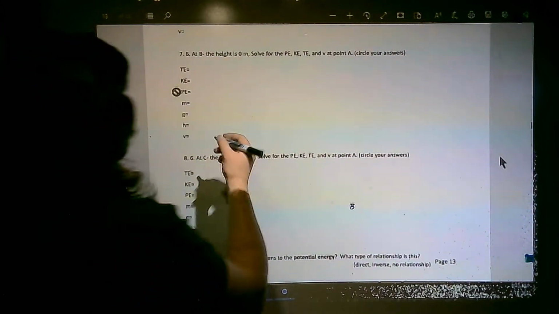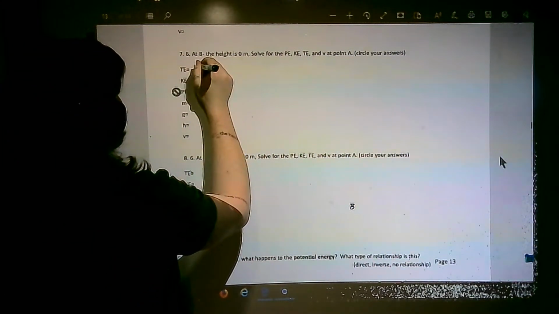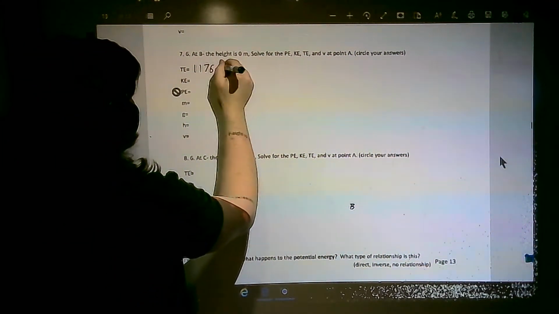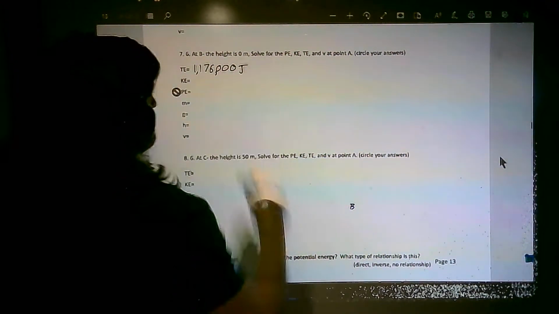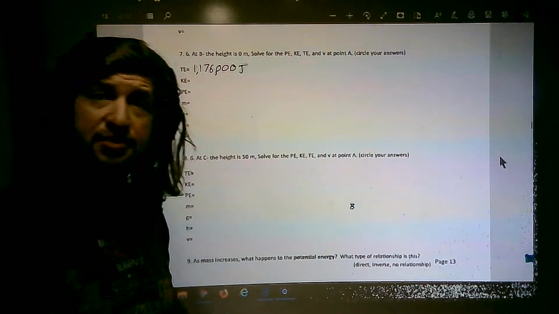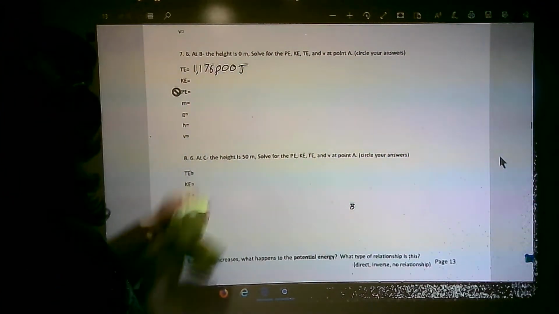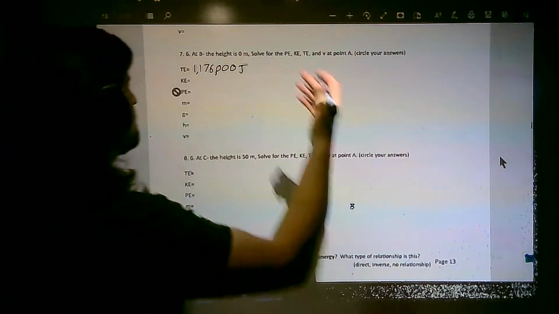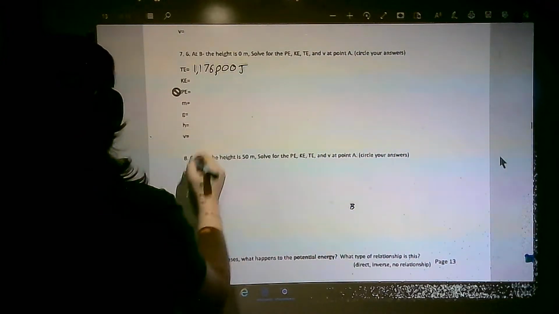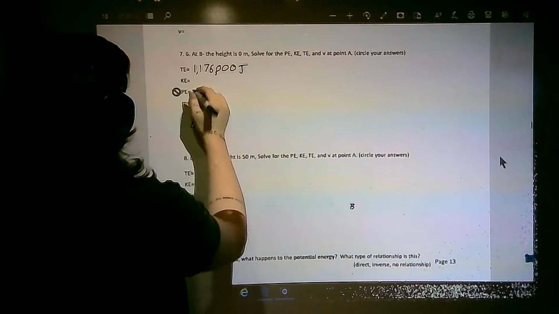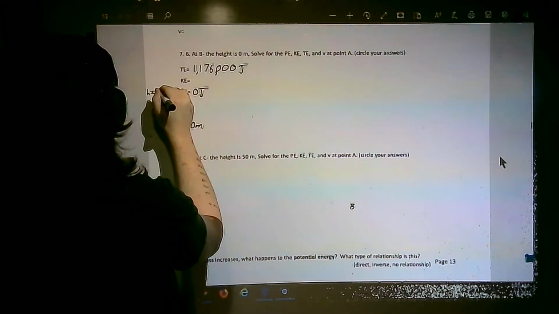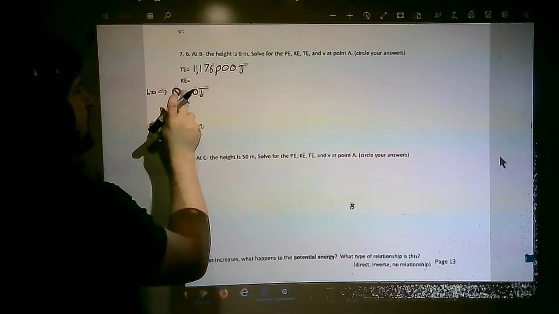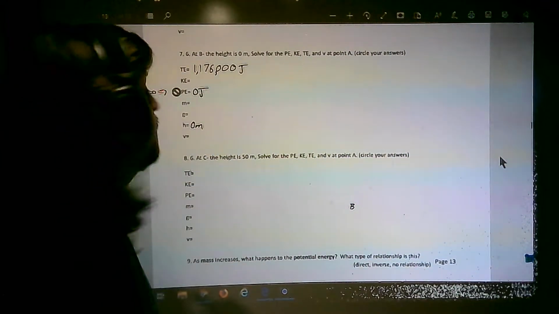Because now at point B, we know our total energy, 1,176,000 joules. It didn't change. Energy is never created or destroyed, just transformed. And here, we have the same amount of energy. It was all potential at the start, but now our height is 0 meters at point B, so our potential energy is 0 joules. Anytime height is 0, potential energy is 0.